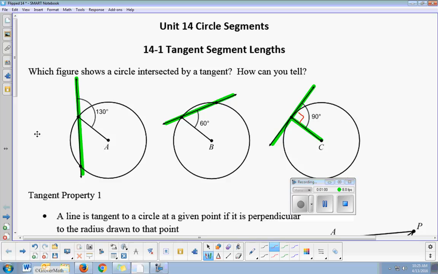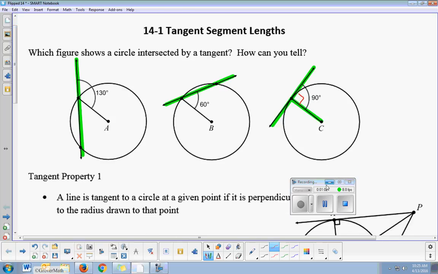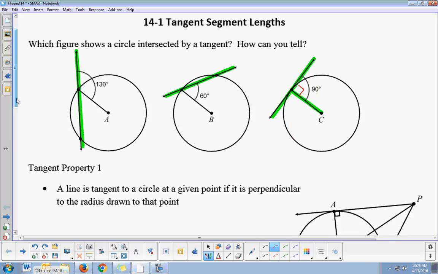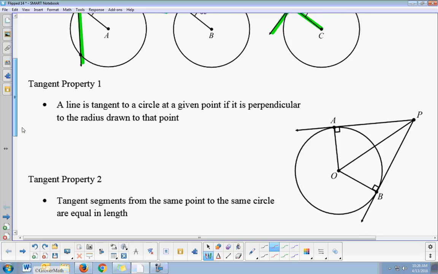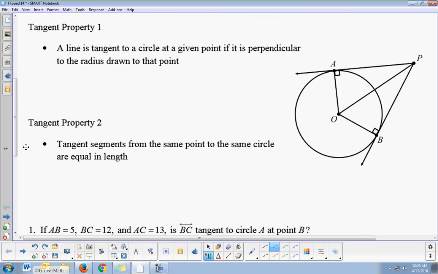And that's an important property, and that's our tangent property number one, that a line is tangent to a circle at a given point if it is perpendicular to the radius drawn to that point. So a tangent meeting a radius is perpendicular. Now, if a tangent meets a chord, that angle is not going to be perpendicular. But if it meets a radius or a diameter, it's always perpendicular. And whenever we see perpendicular, we see Pythagorean theorem and right triangles and things like that. So important stuff there. So property one is that tangent meeting a radius is perpendicular.